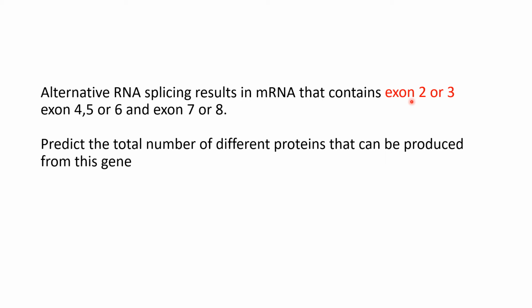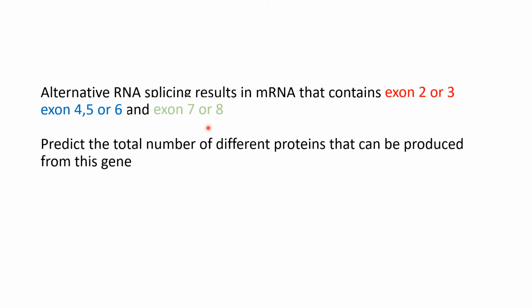So every protein that's produced is going to need to have either one of these, 2 or 3. The next bit here tells us that it's going to need to contain exon 4, 5 or 6. It needs to contain one of these exons. So we'll colour that one blue. And the very last bit tells us that it's also going to need to contain exon 7 or exon 8. And we'll colour that in green.